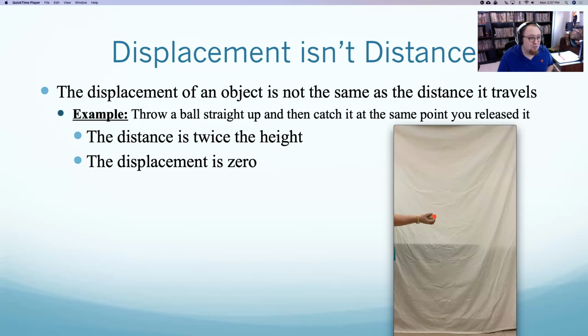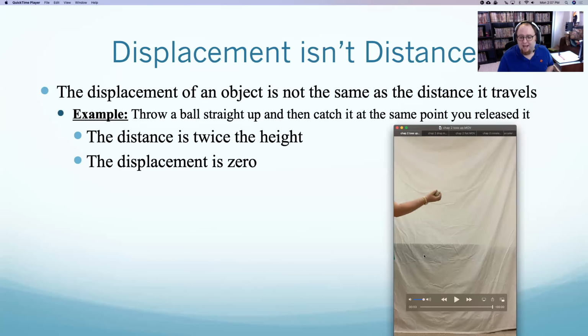But the distance it traveled is that it started here, went up, came back, and went down. The distance it traveled was twice its height because it went up, then down. And so distance and displacement are not the same. Displacement is just where you ended up minus where you started. Distance is the actual path you traveled. We good?